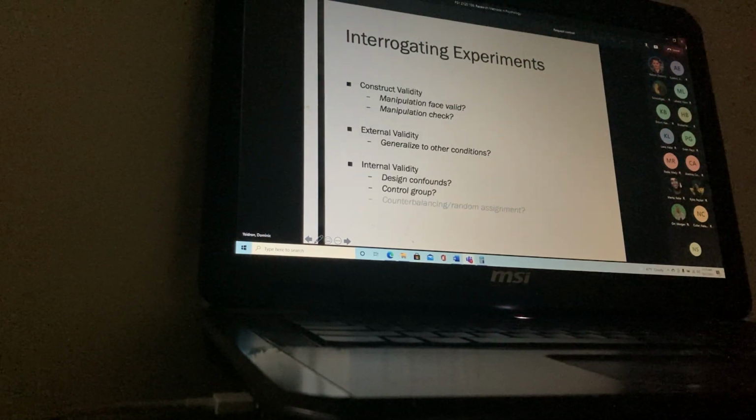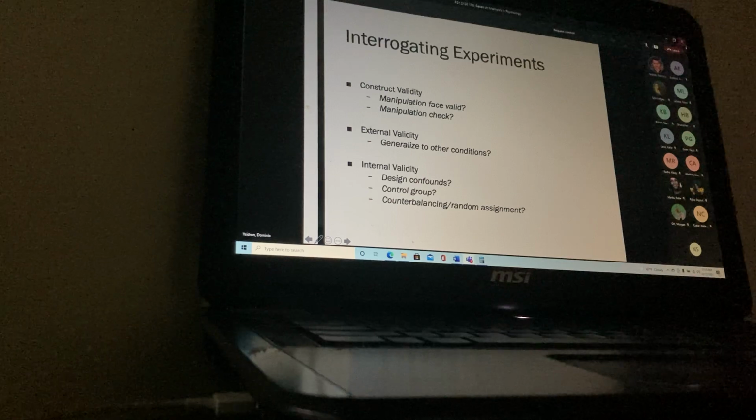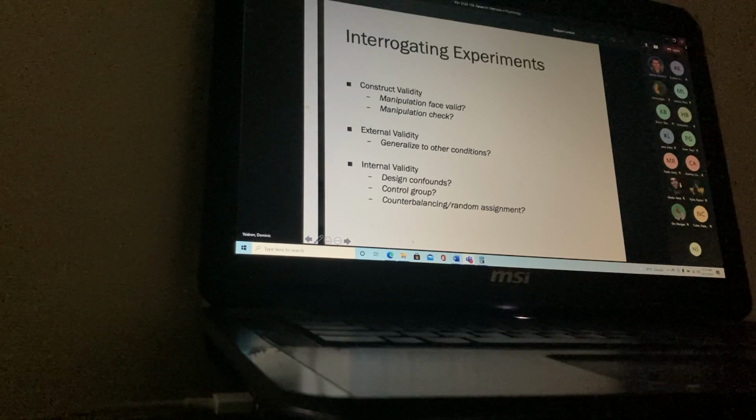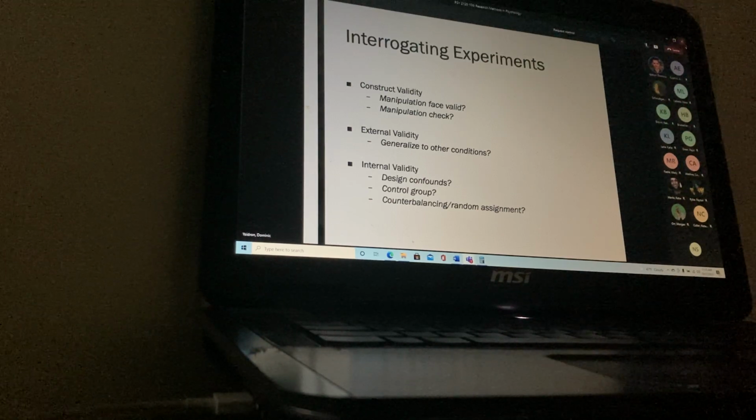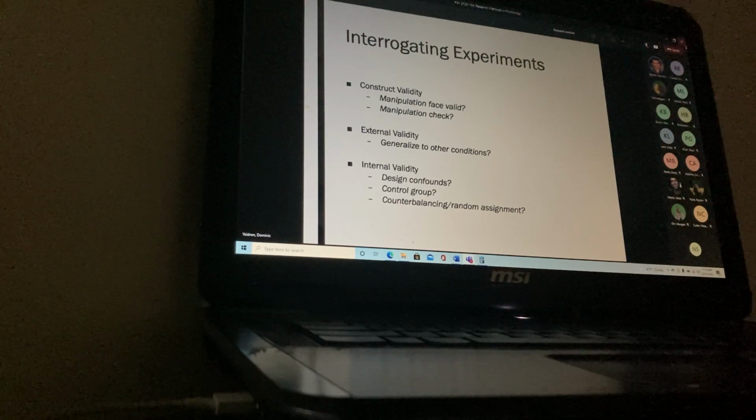So we always like to go through these pieces when we're looking at each of these different types of designs. You guys probably noticed that at the end of each type of design, we talk about, all right, what are the types of validity that we're interrogating? What are some things that we need to be thinking about when we're using these designs? So construct validity for an experiment, right? Is the manipulation working? So some of the questions we might be asking are, is the manipulation face valid?